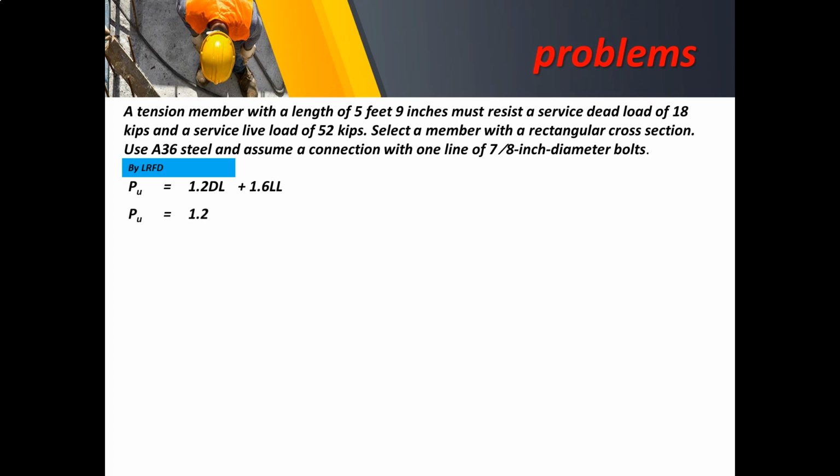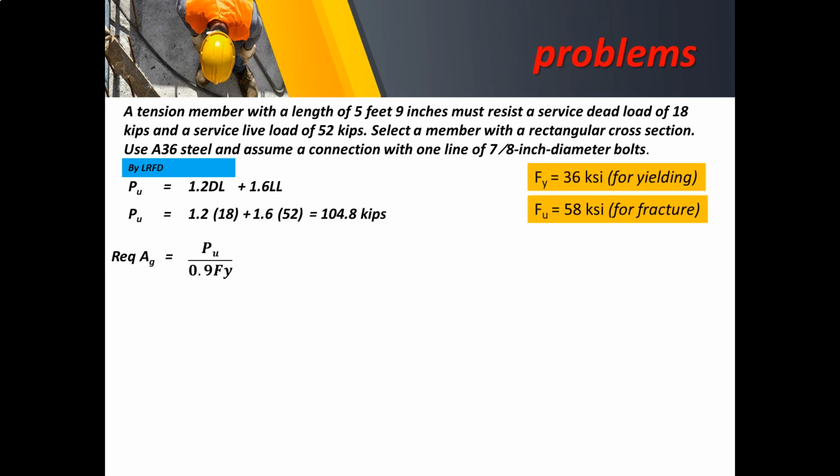So we simply substitute the dead load and multiply it by 1.2, as well as the live load, 52. By that combination, we arrive at 104.8 kips. And then if we know PU, of course, we can now compute the required AG. So the required AG is given by the equation PU over 0.9 Fy.